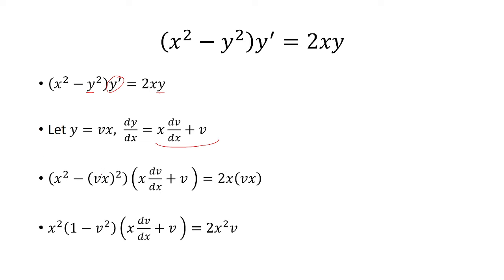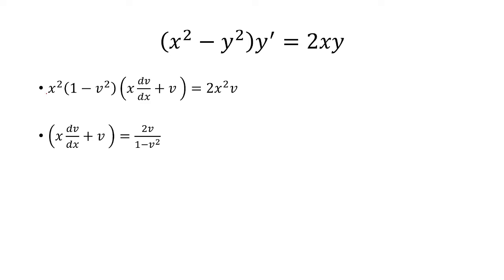Now, I skipped a step here, but basically we had x squared minus v squared times x squared. And I pulled out an x squared from this to get x squared times a quantity 1 minus v squared. And I left this in the parentheses alone. And then here we just do x times x to get x squared. So that's just 2x squared times v.